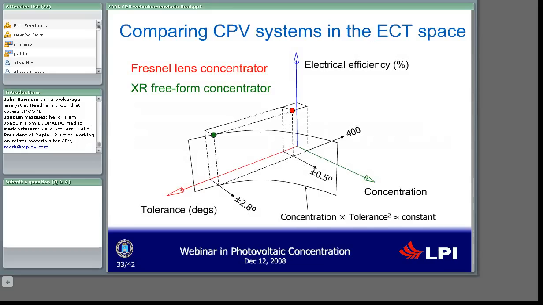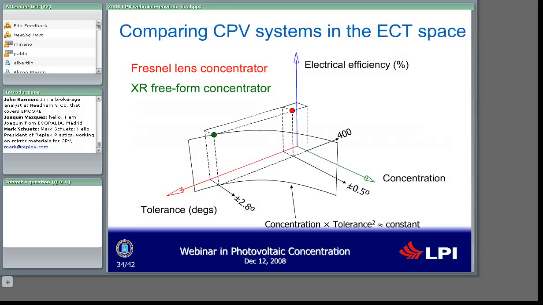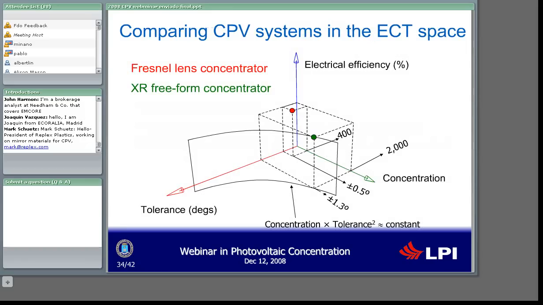But if one prefers to use another point along that line, for instance, we could go there to set a concentration factor of 2000 and still have a tolerance which is significantly higher than the Fresnel lens concentrator.